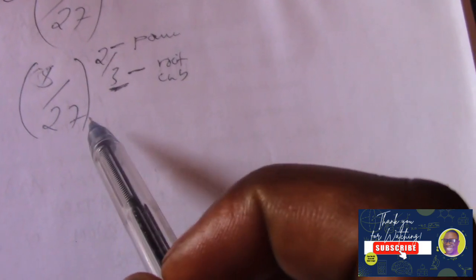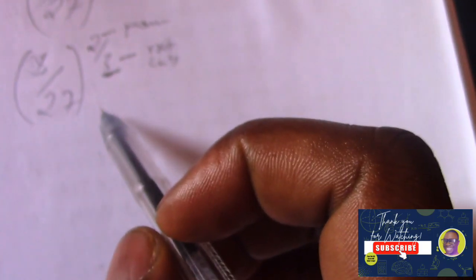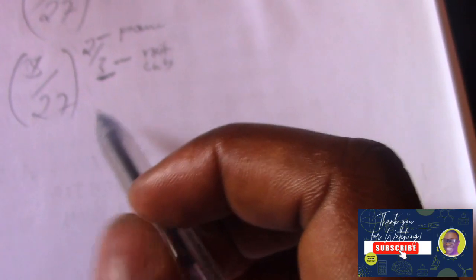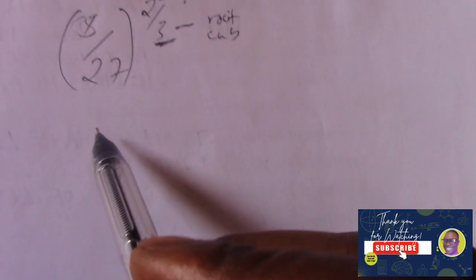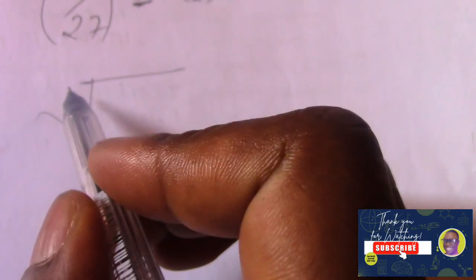Remember, I said a cube root of a number is a value that when multiplied by itself 3 times gives the original number. So our expression should be changed here, and this is what you're going to get. This is the cube root.